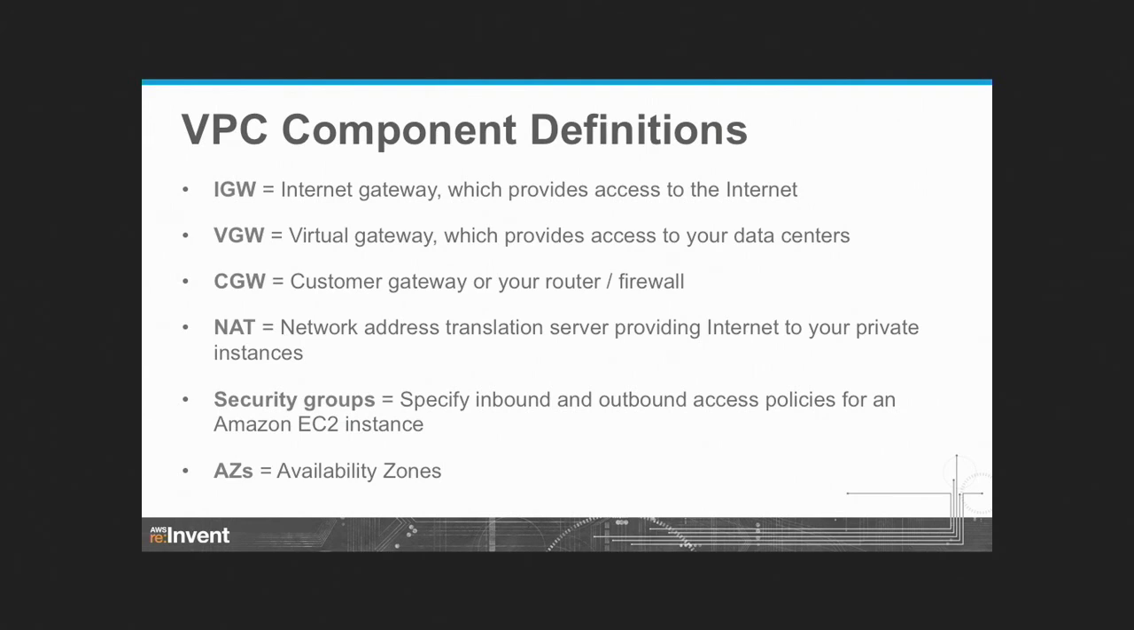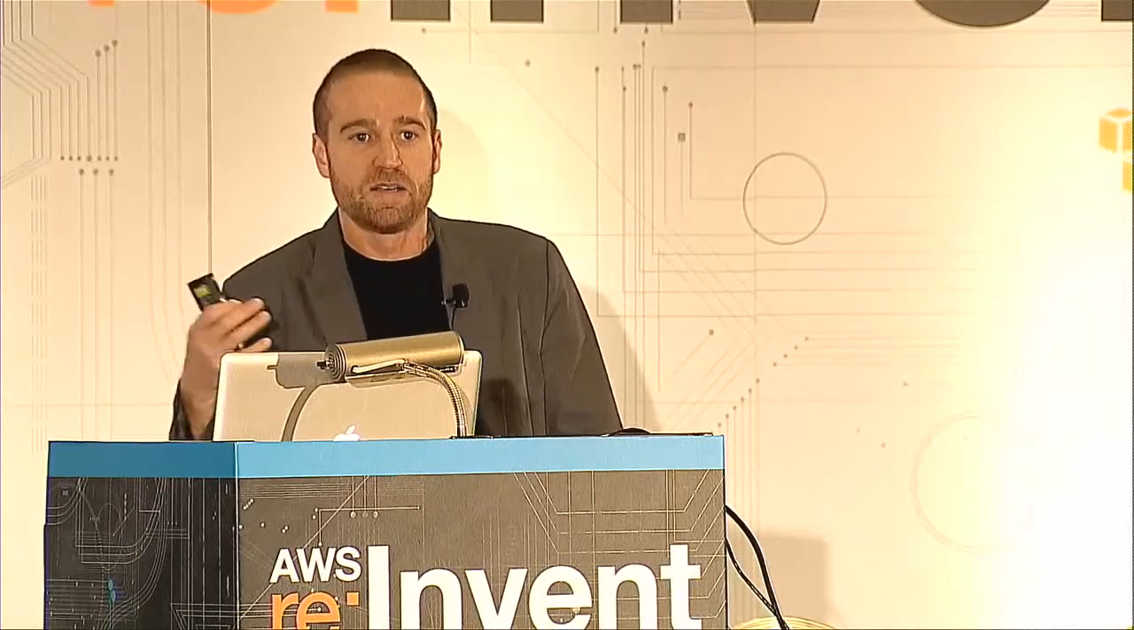The customer gateway is going to be your router or firewall that faces AWS over the Direct Connect or VPN connection. We're going to dive deeper on NAT today, Network Address Translation, which is a service that you run inside of VPC, and it provides port address translation for servers that are sitting in private subnets that don't have internet access to get out to the internet to download software patches, call APIs, and so on.